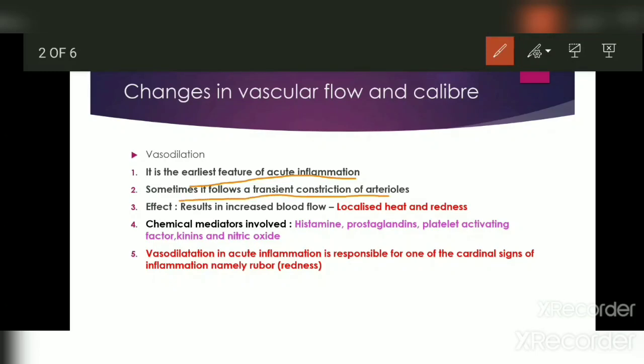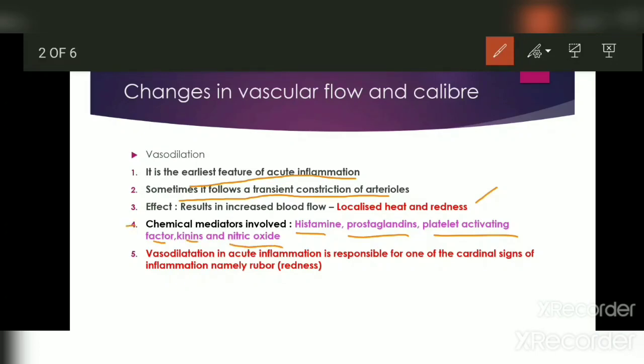The effect is increased blood flow, resulting in localized heat and redness. So vasodilation leads to localized heat and redness. The chemical mediators which are involved are histamine, prostaglandins, platelet activating factor, kinins and nitric oxide.